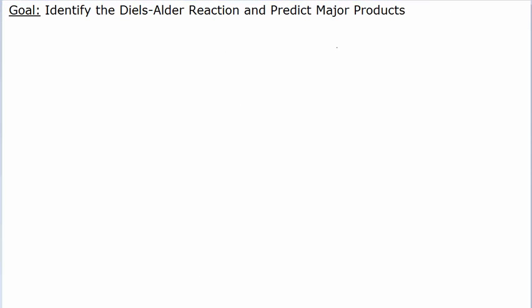Alright, so today's topic is the Diels Alder reaction, which is a pretty well studied reaction, and it goes a little bit like this. So say you have two molecules that look something like this. The one on the left is what we are going to call a diene, and the one on the right is what we're going to call a dienophile.